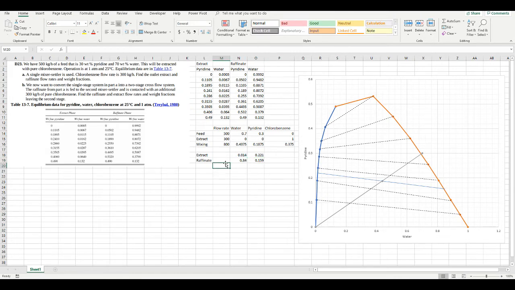So the flow rate we do not know, and we'll have to calculate it. But first we can calculate the chlorobenzene concentration.